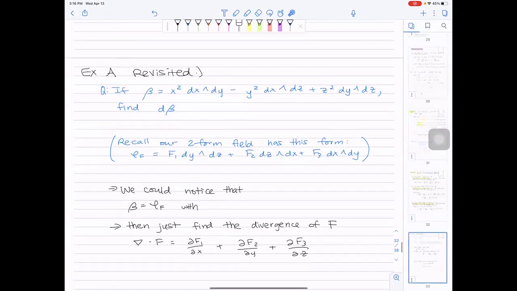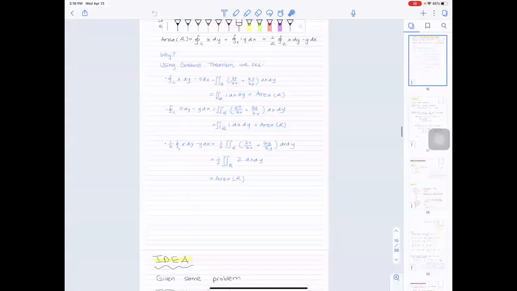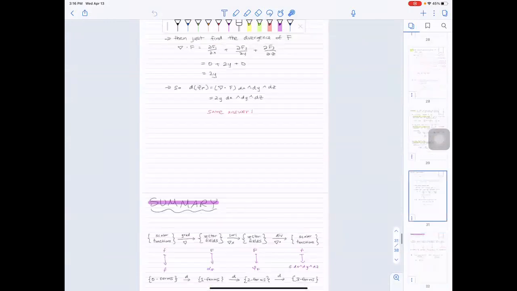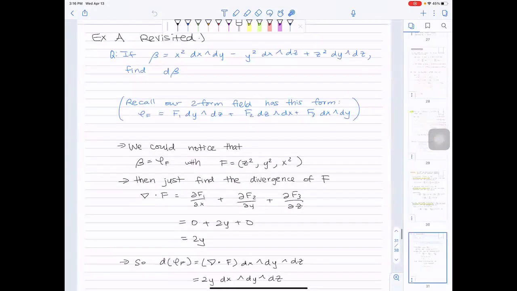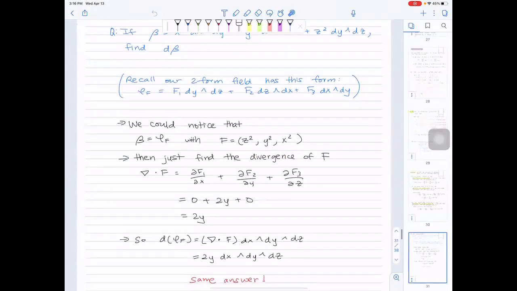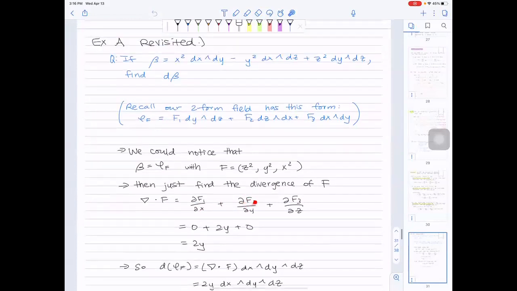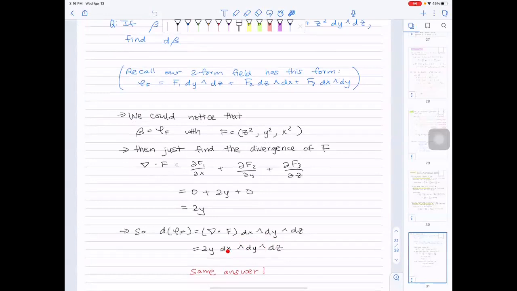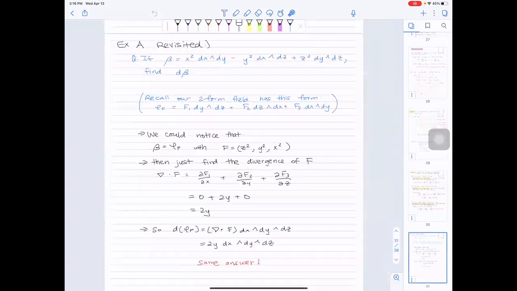And I have it written out instead. We could have just written that it's a 2 form field. And we said that it's associated with the divergence of f. And so I can just directly calculate the divergence, which I get 2y, and then I add in the wedges. So that's an easier way to compute it. See how we just went to 2y and got the answer. Any questions about that?